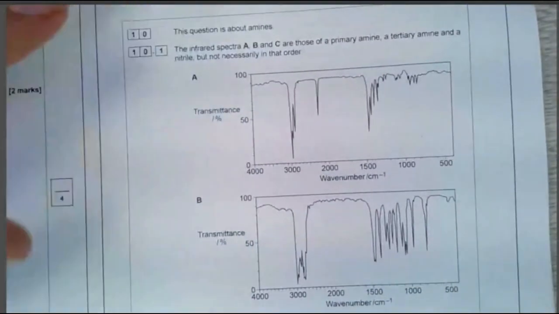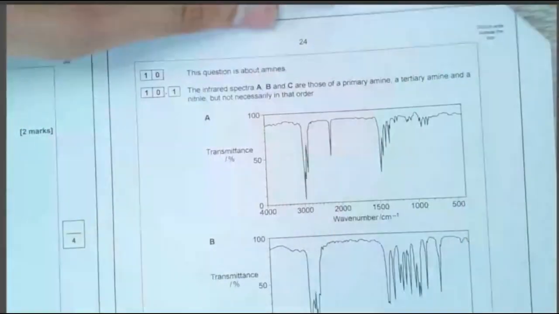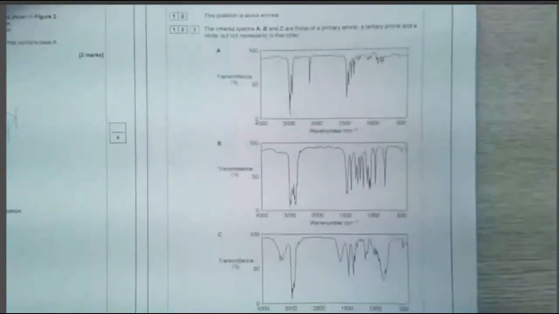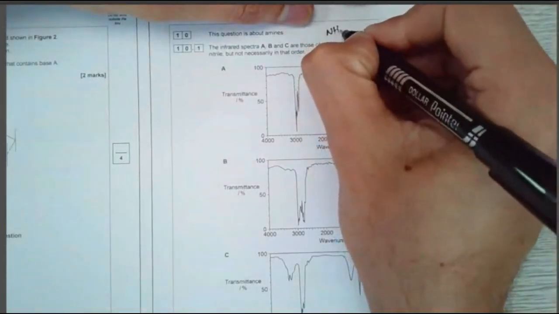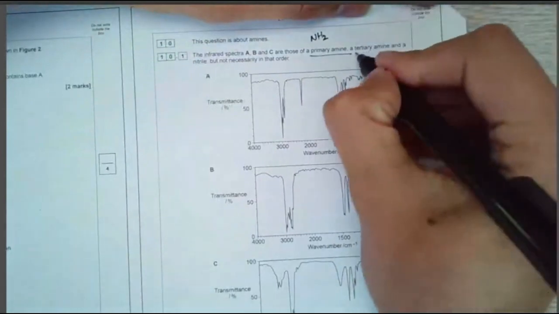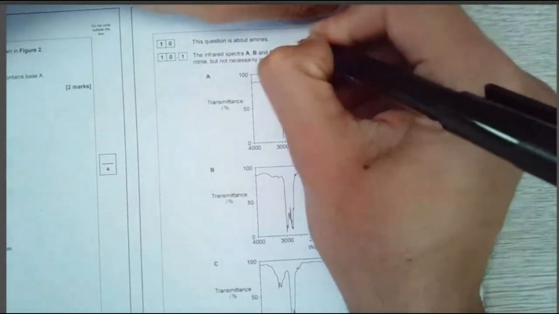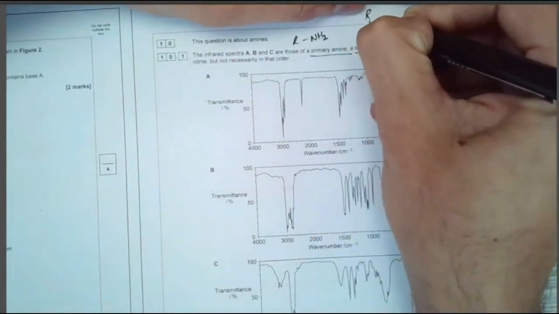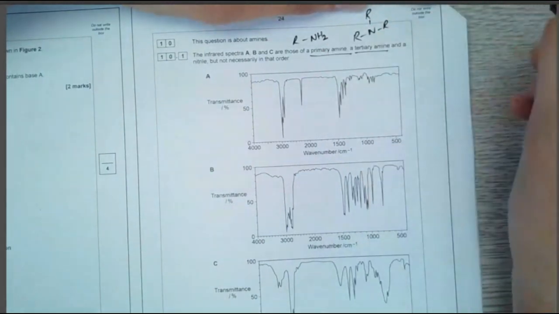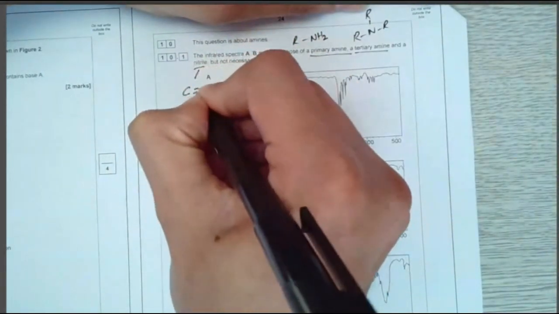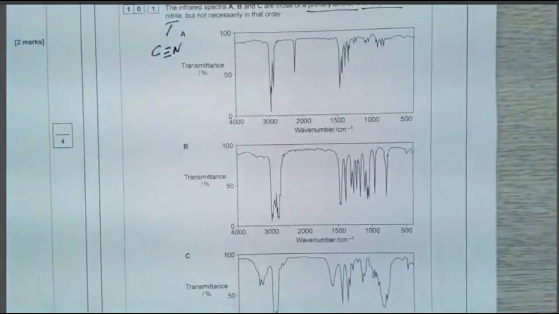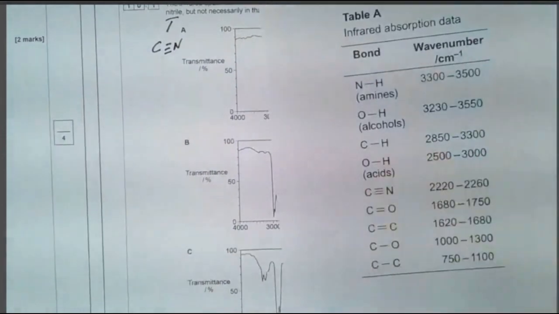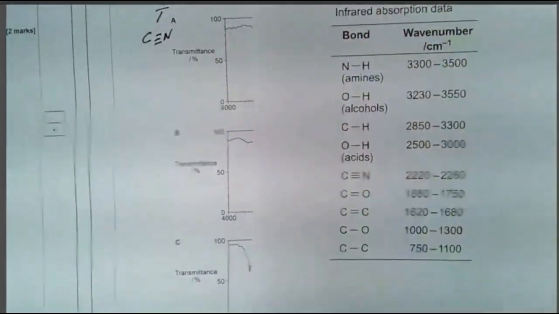Okay, let's get to question number 10 now. This question is about infrared spectra. A, B, and C are those of primary amine. Primary amine contains NH2. A tertiary amine means you'll have R, R, and R. And nitrile means it contains C triple bond N, but not necessarily in this order. So what you will need to do is make use of this data. This will be given on the data sheet.